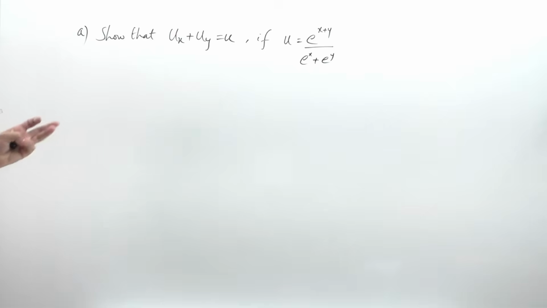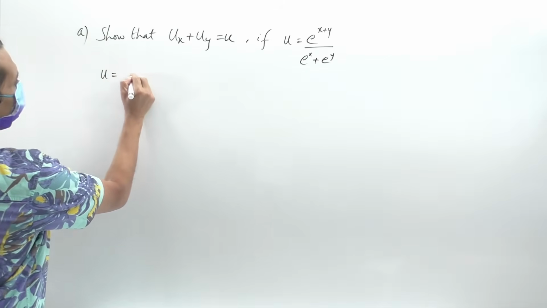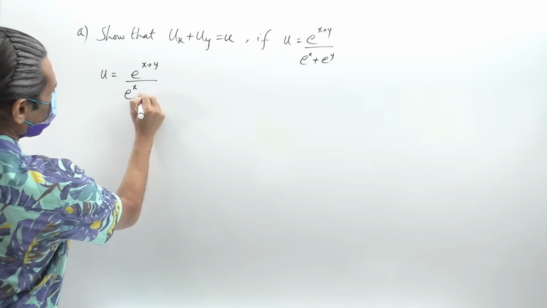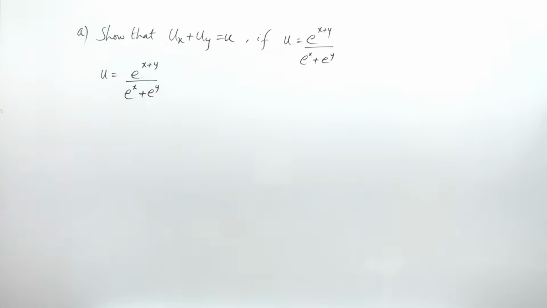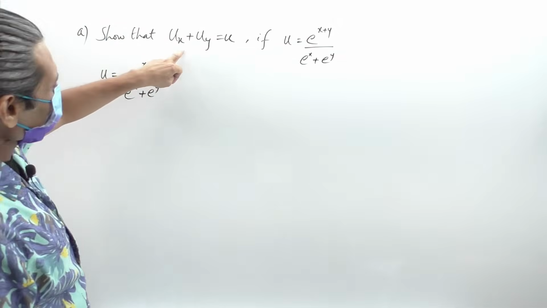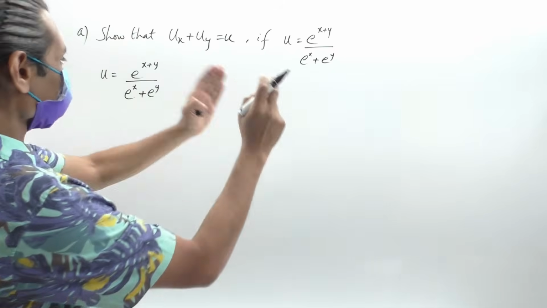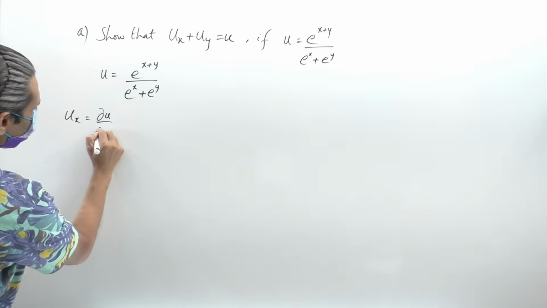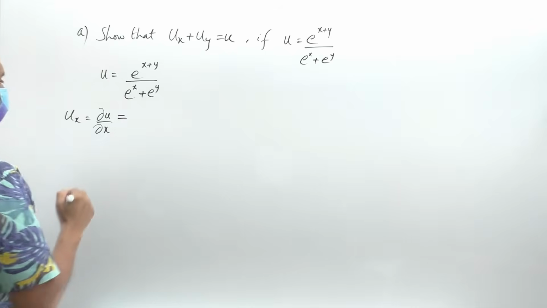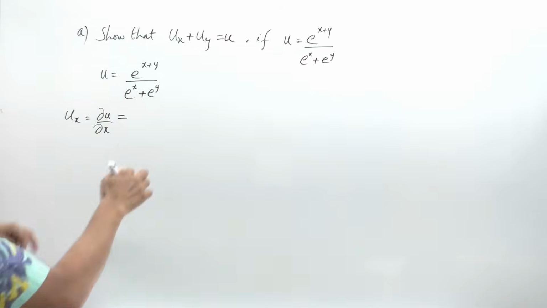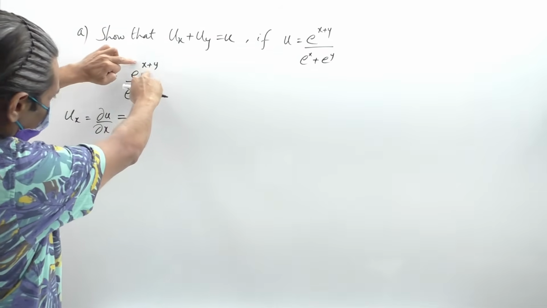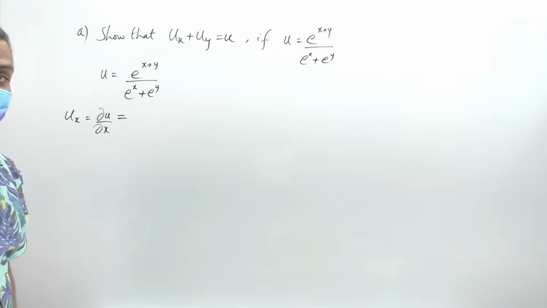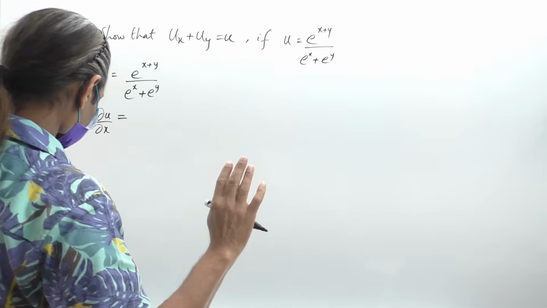See, they have given u is equal to e raised to power x plus y whole divided by e raised to x plus e raised to y. So first we need to show ux plus uy is equal to u. So we need to find ux. The meaning of ux is what? Dou u by dou x, that is the partial derivative of u with respect to x. Now see here carefully, x is in the numerator and denominator both. So which rule? We will follow the quotient rule.